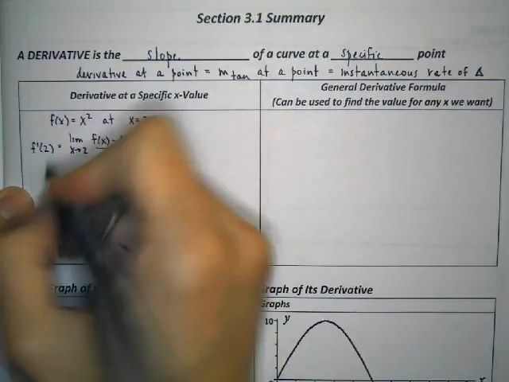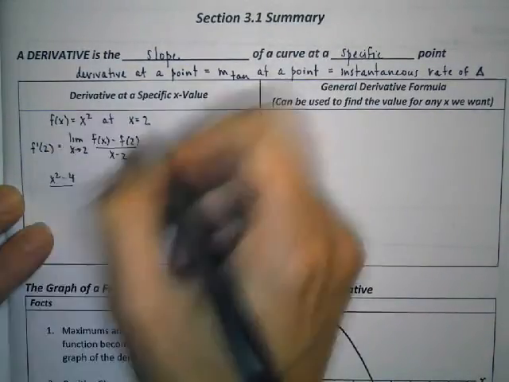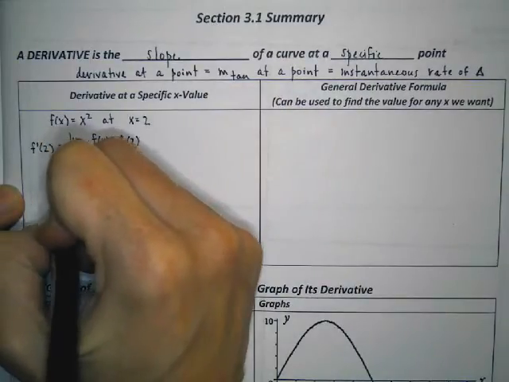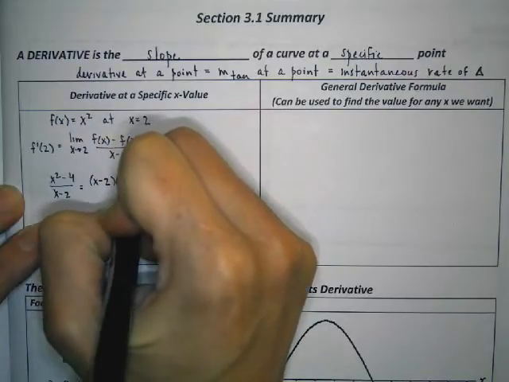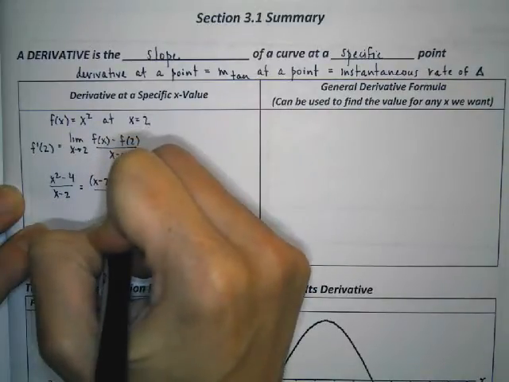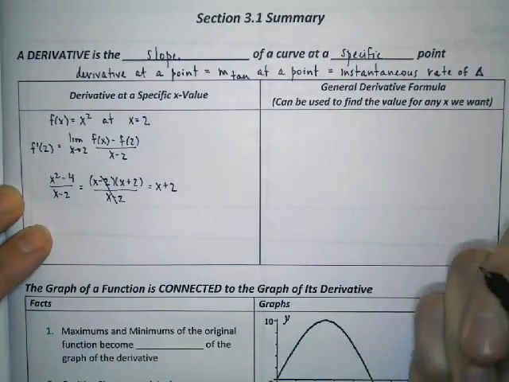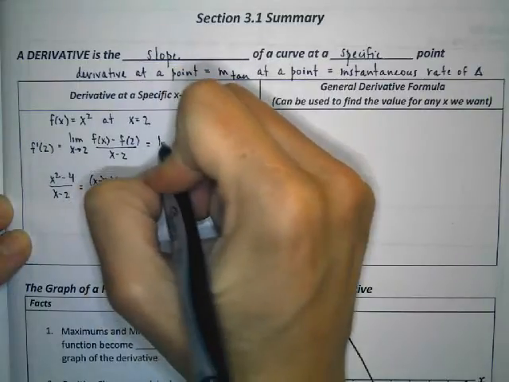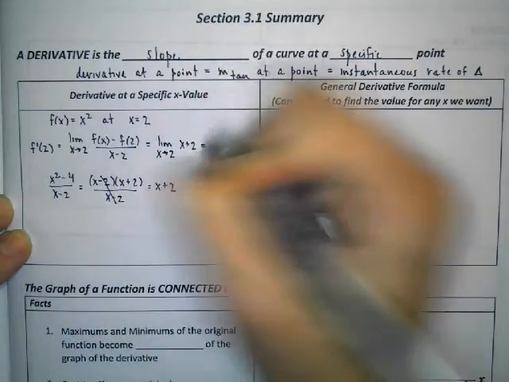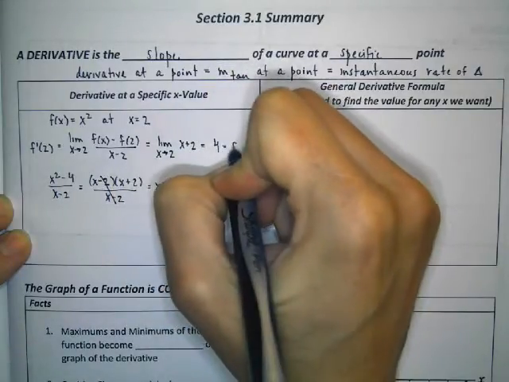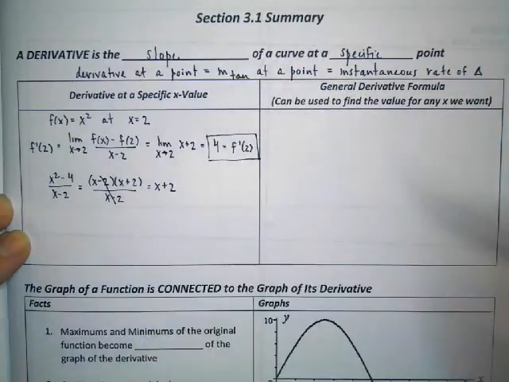And so we can simplify. We know f of x is x squared, f of 2 is 4, and then we have x minus 2 in the bottom. I know I can simplify this by factoring my numerator and then canceling that factor from the top and bottom. So my limit is just the limit as x approaches 2 of x plus 2, or 4. So that is equal to the value of f prime of 2, the derivative of that function at x equals 2.